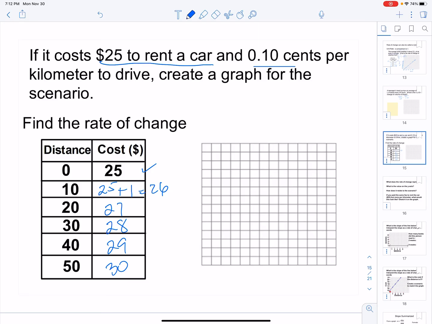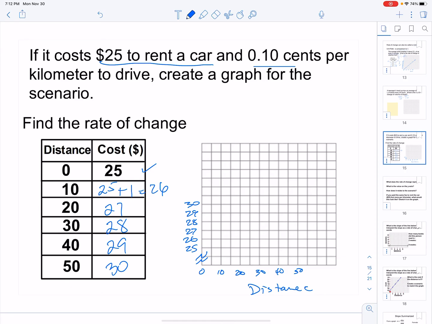Okay, so what we need to do is set up our axis. So this is going to be distance. That's going to be my x. And this is going to be 0. And I'm going to do every 2 lines. So this is going to be 10, 20, 30, 40, 50. Okay, and then I'm going to do a little graph break here. And then I'm going to start here at 25. And then each line is going to be 1.